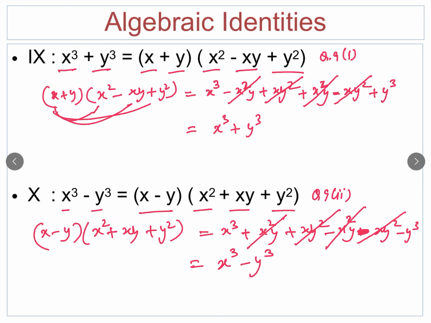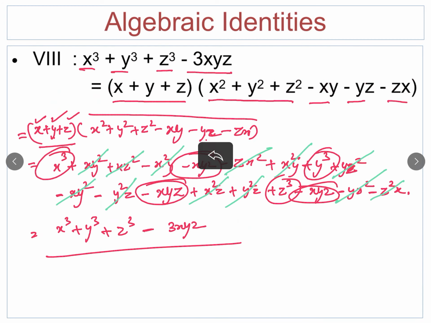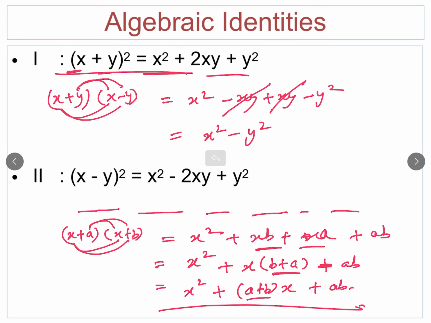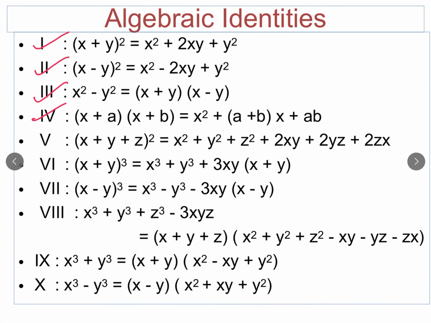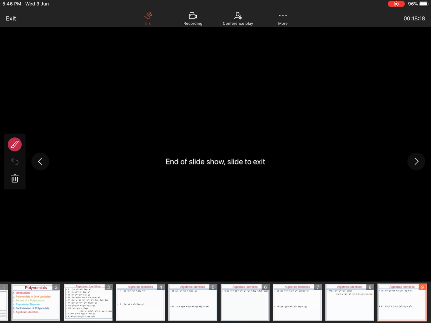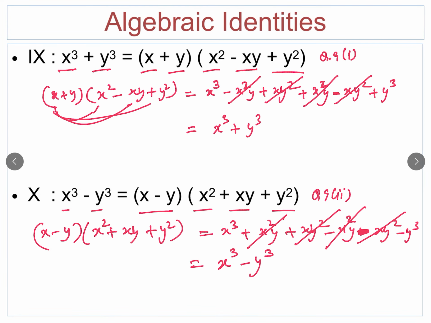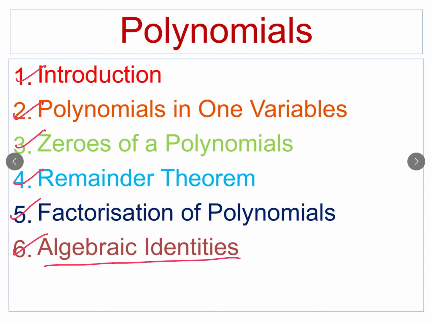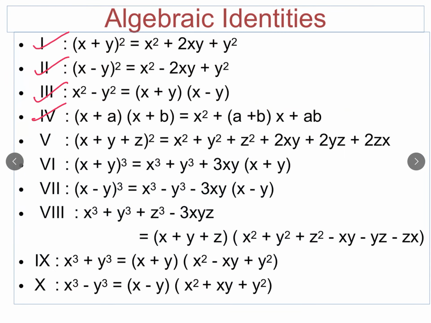So these are all 10 identities. We have done the verification of all the identities. Okay, you can understand this now better. Based on all these 10 identities, we have the exercise 2.5. Now let's start the exercise 2.5.